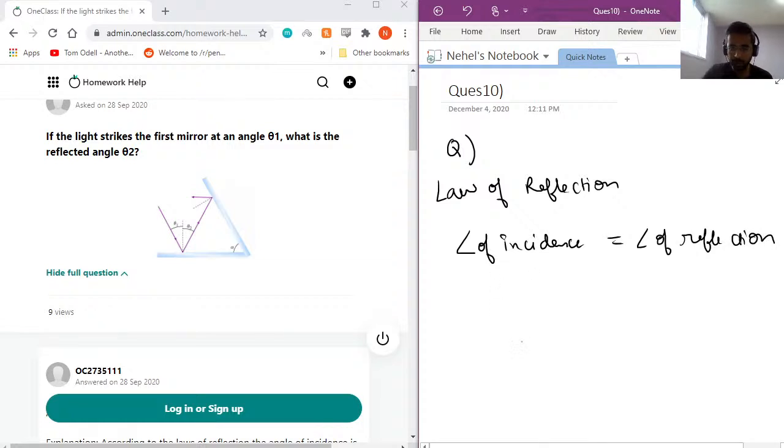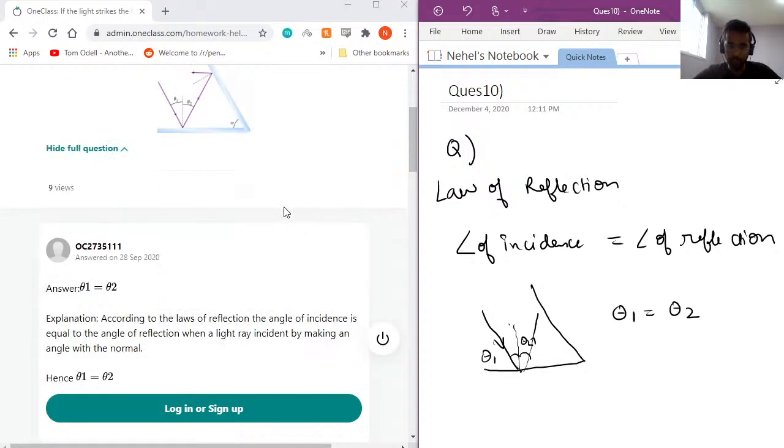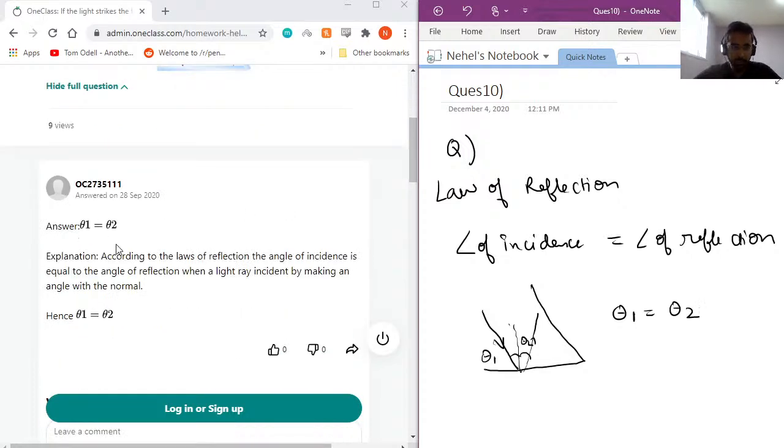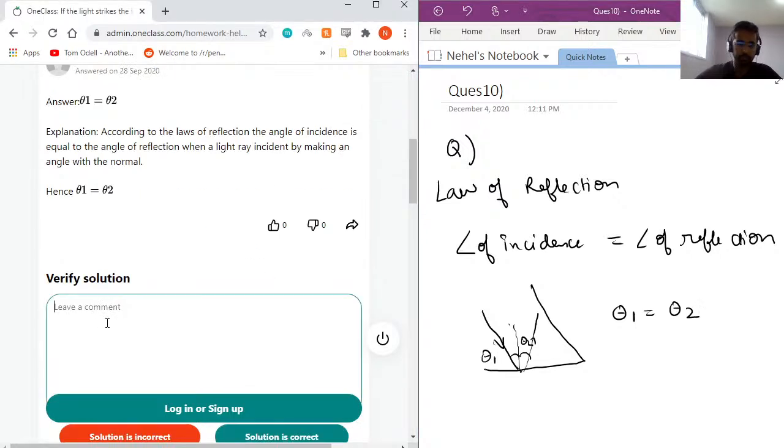From this principle, if we have this mirror arrangement like in the question, and a light beam is incident forming an angle of theta 1 and reflects back forming another angle theta 2, theta 1 is equal to theta 2, just based off the law of reflection. So the two quantities are equal. The answer is theta 1 equals theta 2. Explanation: according to the law of reflection, the angle of incidence is equal to the angle of reflection.